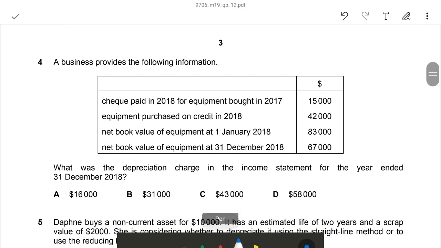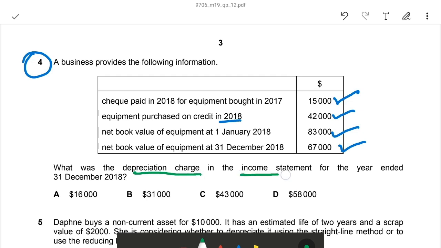Fourth question. A business provided the following information. Cheque paid in 2018 for equipment 15,000. Equipment purchased on credit in 2018 42,000. Net book value at the start of the year 83,000. Net book value at the end of the year 67,000. Opening 83,000, end of the year 67,000. What is the question? What was the depreciation charge in the income statement for the year ended 31st December?